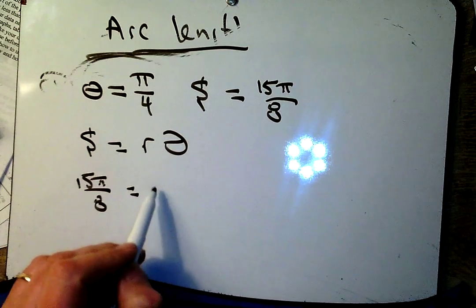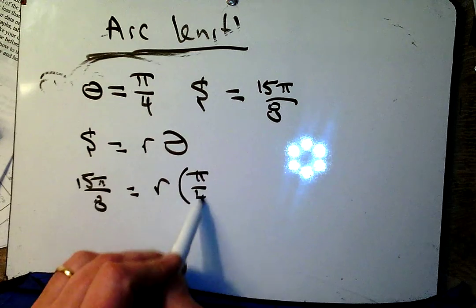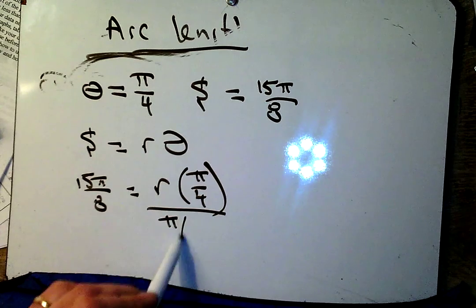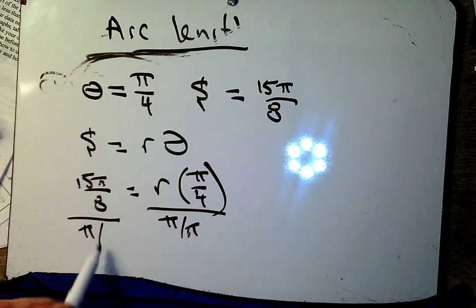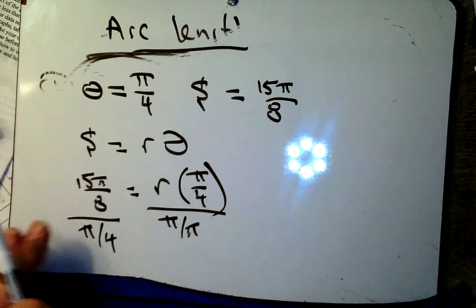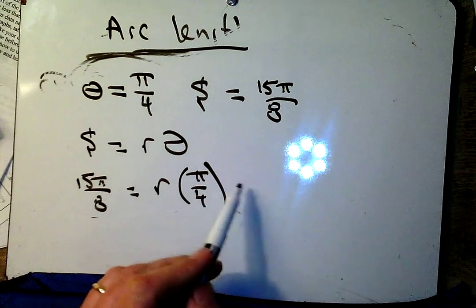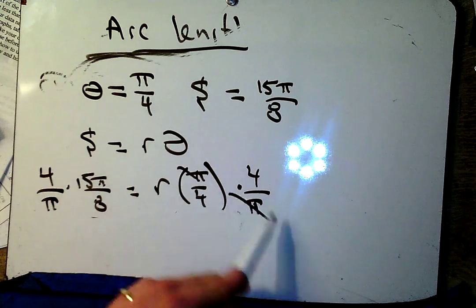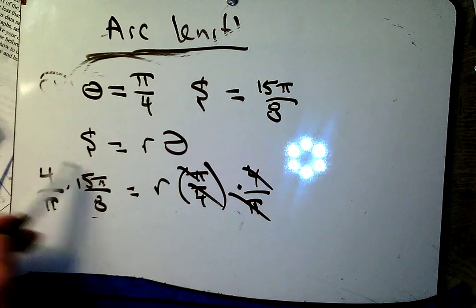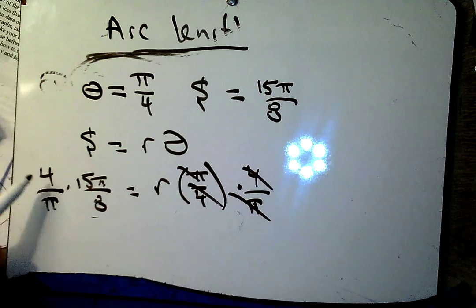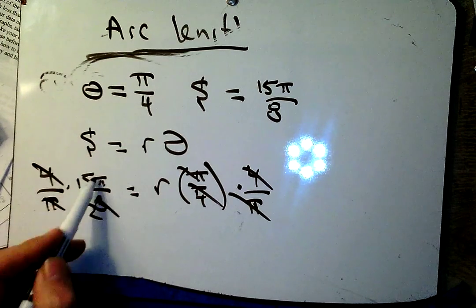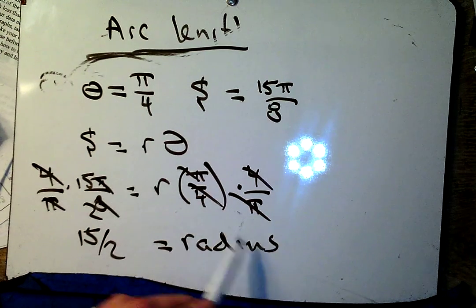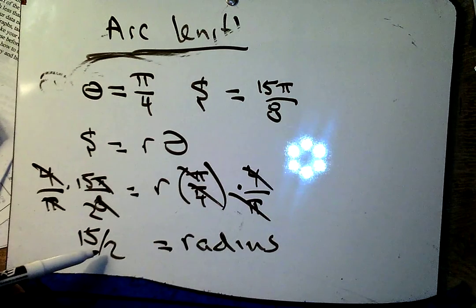I'll plug in my theta. I don't know R, but I do know theta. Great. So I want to solve for R. A lot of students want to say, hey, let's divide by pi over 4. But doing that gives them a complex fraction. I'd really like to say, let's multiply both sides by the reciprocal. Those all cancel, and I don't have that complex fraction. I've already done the flip and multiply. And I get 15 over 2 equals the radius. I didn't have any units here, so I got no units over here.